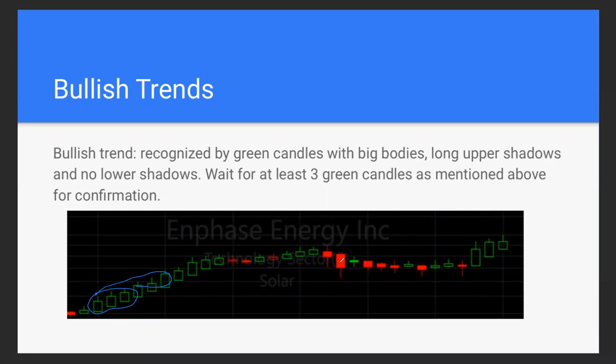When I say trend, I mean the stock is going up, but it doesn't tell you that it's going to go straight up. You are saying that the trend is still positive, it's still going up, and this works about 80 to 90% of the cases. As with any other indicator, it is not 100% foolproof. So you wait for at least 3 green candles as mentioned above for confirmation.